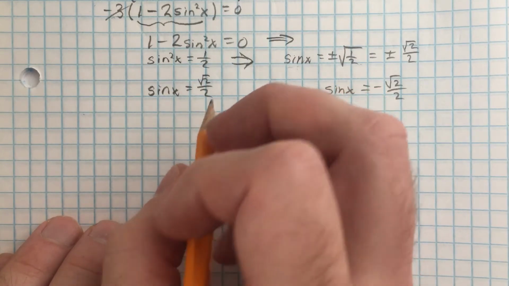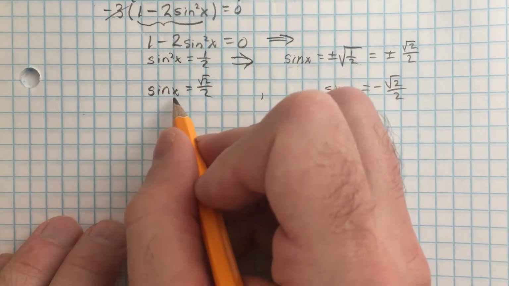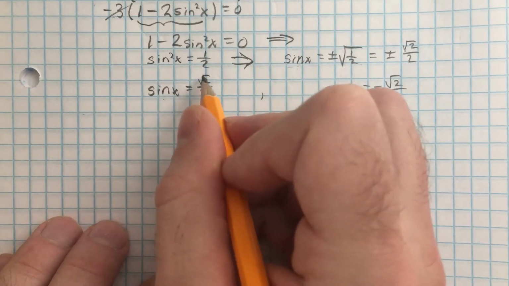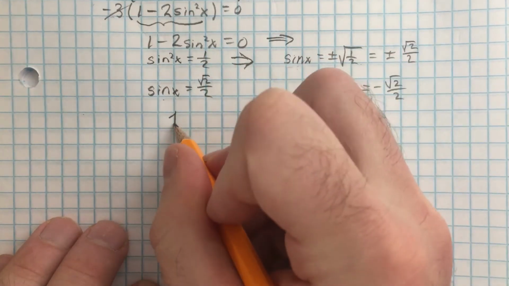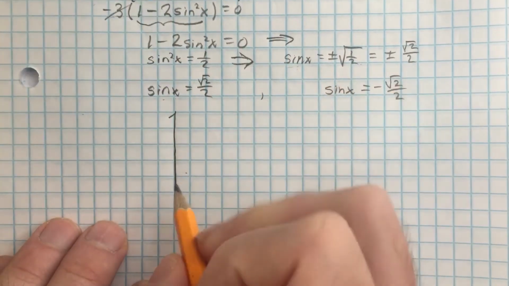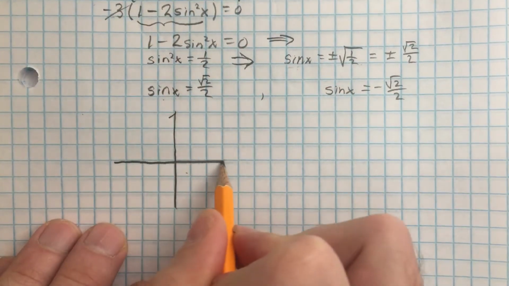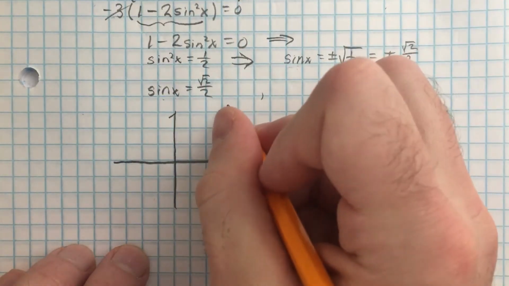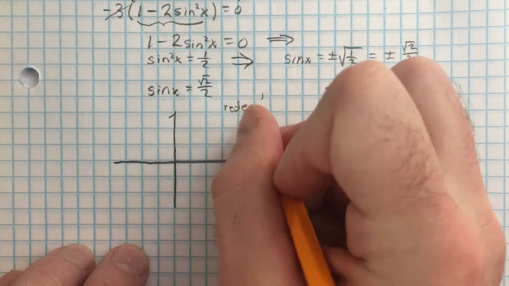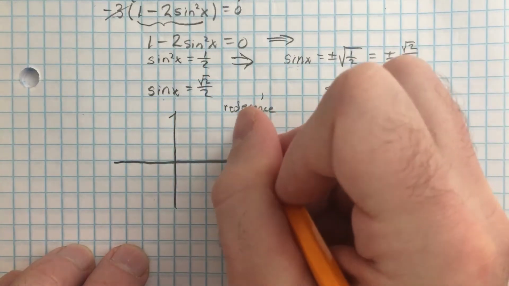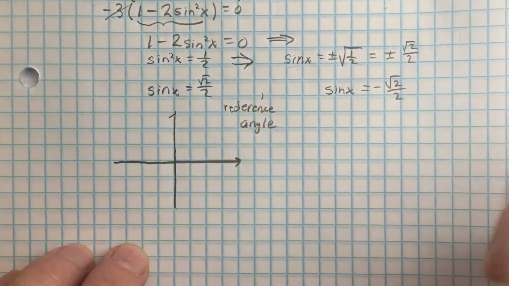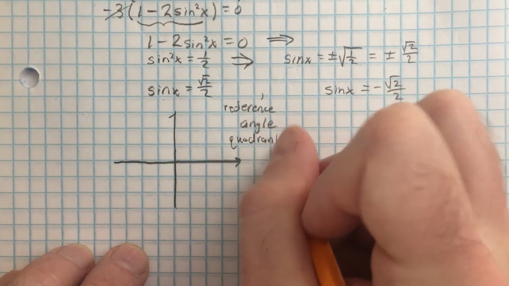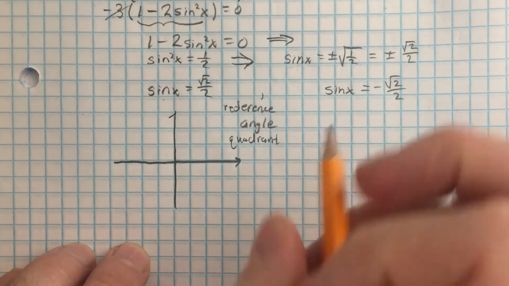I want to know where x is going to be as an angle that will cause sine to produce root 2 on 2. So let's just draw a very simple picture here. There's two things to worry about again. There is the reference angle, and there is quadrant. You figure out those two things, and we'll have everything.